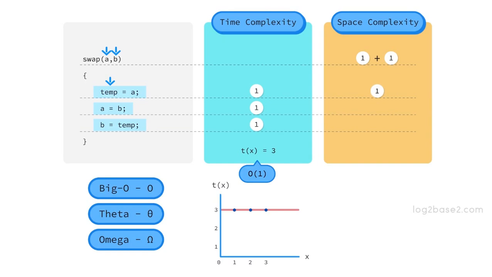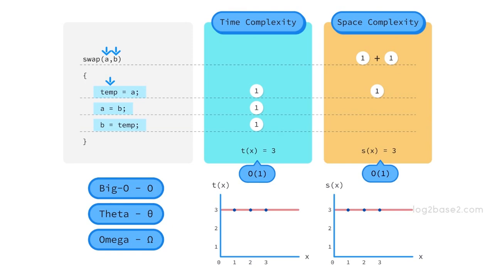And the next statement a = b, and we have already counted a and b, so there is no issue. And next we have b = temp. Again, both b and temp are already considered. So that's all. So the total memory taken by this swap algorithm is 1 + 1 + 1, that is 3 units of memory. So space complexity S(x) = 3, which is also a constant. So this algorithm takes only a fixed amount of memory, and the space complexity is O(1).